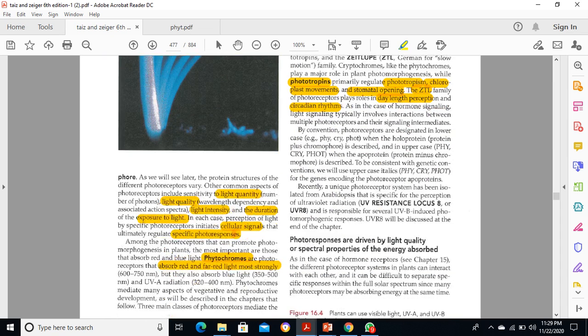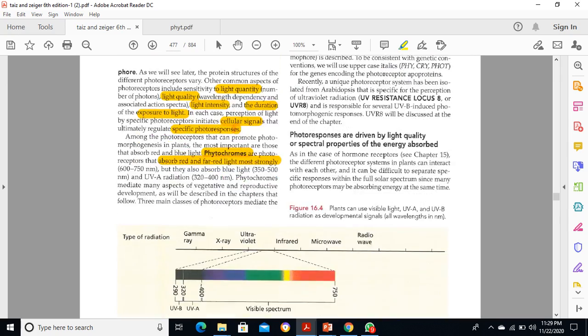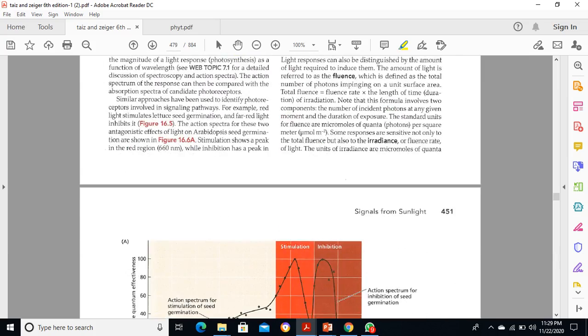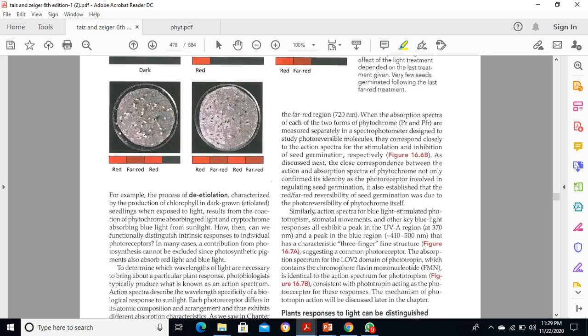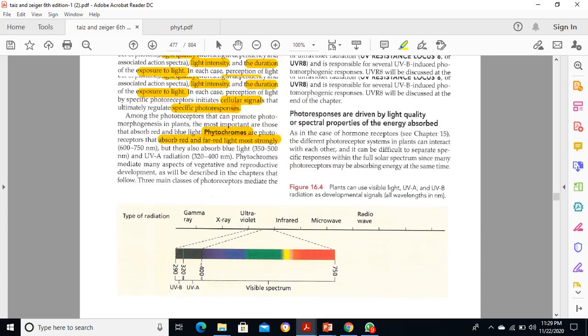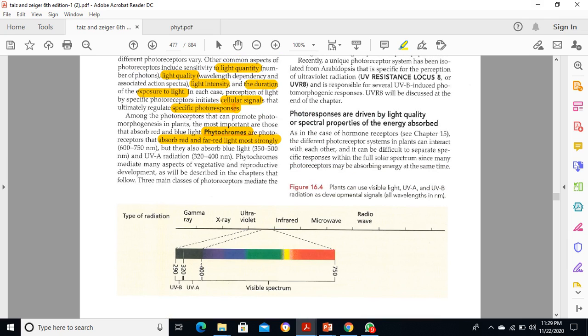Now, sometimes the photoreceptors, that is the phytochromes and cryptochromes, together will act to mediate certain responses. Phytochromes and cryptochromes are two different photoreceptors. Together, with co-action, they will mediate or execute certain photomorphogenic responses.